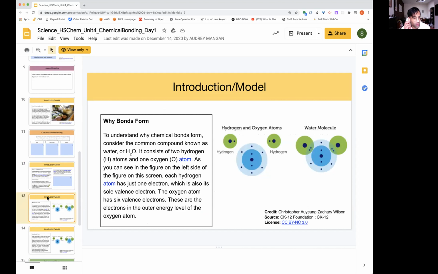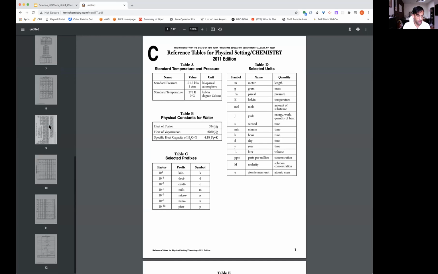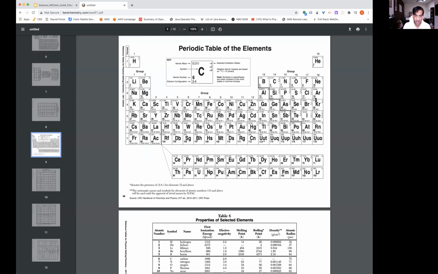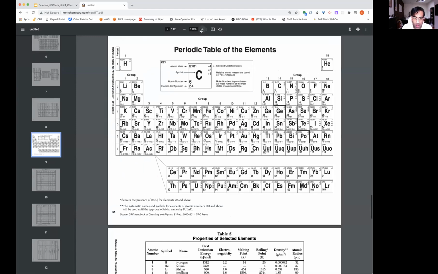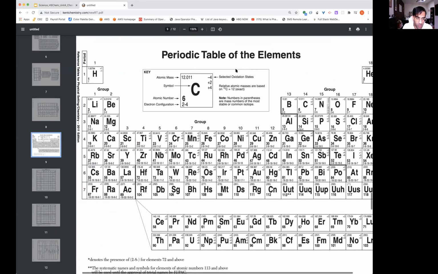And so understanding why chemical bonds form, it's important to understand that part of it has to do with the patterns that we see on the periodic table. I have here a periodic table that I want to show you first, actually, before we go back to the slide deck. All right, so if I go here, I rotate that, we have here the Regents reference table page for the periodic table of elements.